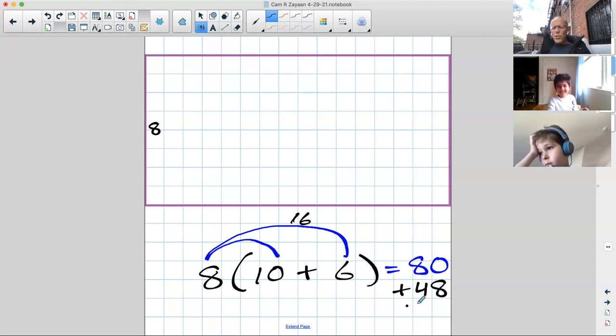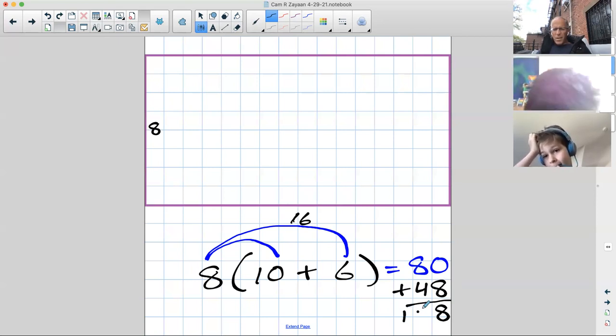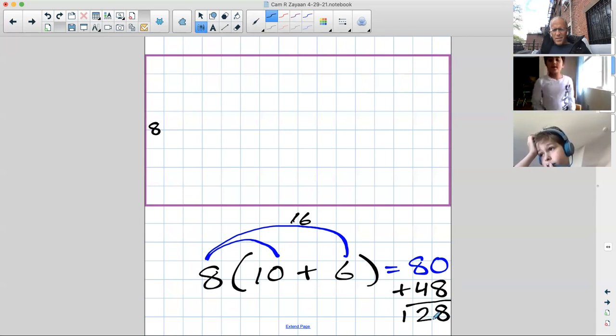Now, boys, can you add 80 plus 48? What is 0 plus 8? 8. And what is 8 plus 4? Well, 8 plus 4 is actually 12. So that's, and guess what it might be? 100.